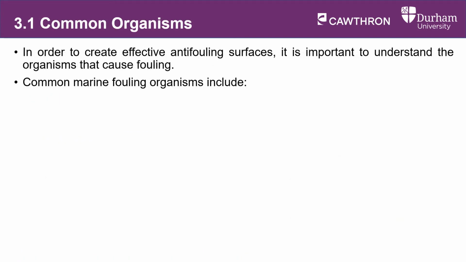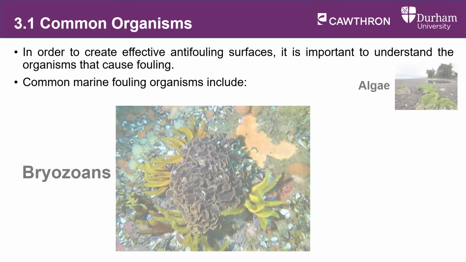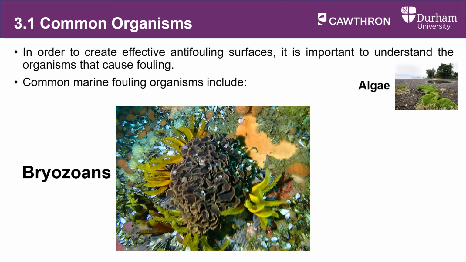Some common macrofouling organisms include algae. Algae can occur both as light algal slime or much larger macroalgae, such as seaweeds. Algae require light, and so their habitat is limited to depths to which light can penetrate. Bryozoans. Bryozoans are filter-feeding invertebrates that form colonies on submerged surfaces. They are among the first colonizers of new or pristine surfaces.